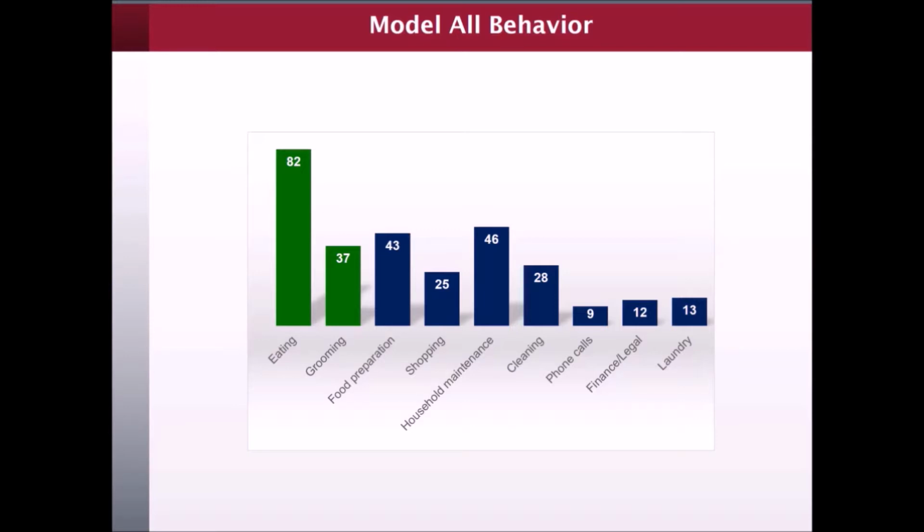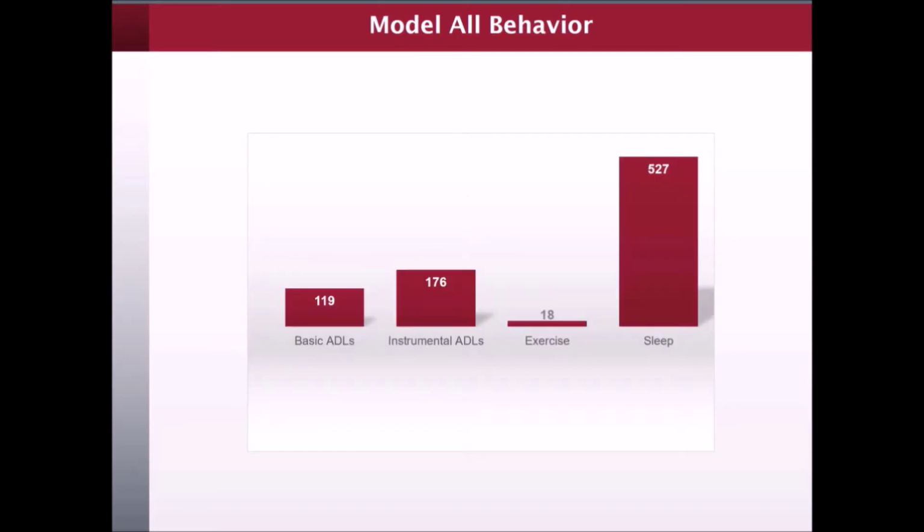So we can group them into those two categories and even add from the time use survey two other specific activities that would be common for analysis from sensor data. One would be exercise. The amount of minutes spent on average per day in exercise is 18. And sleep. The amount of time spent on sleep is 527 minutes per day on average.